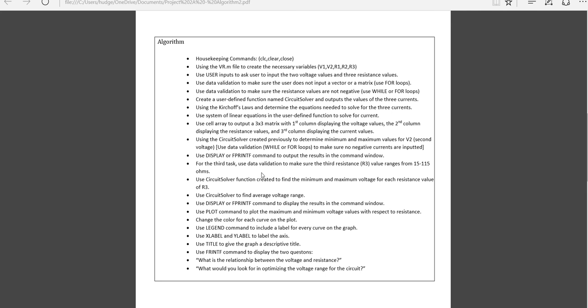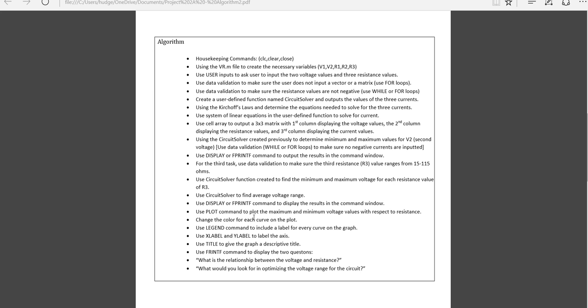And for the third task, we're going to also use data validation to make sure the third resistance value ranges from 15 to 115 ohms. And also we'll use the function created from the first task to find the minimum and maximum for the third resistance value, and also find the average voltage range. And we'll plot it. We'll get to see the relationship between the resistance and the voltage value.